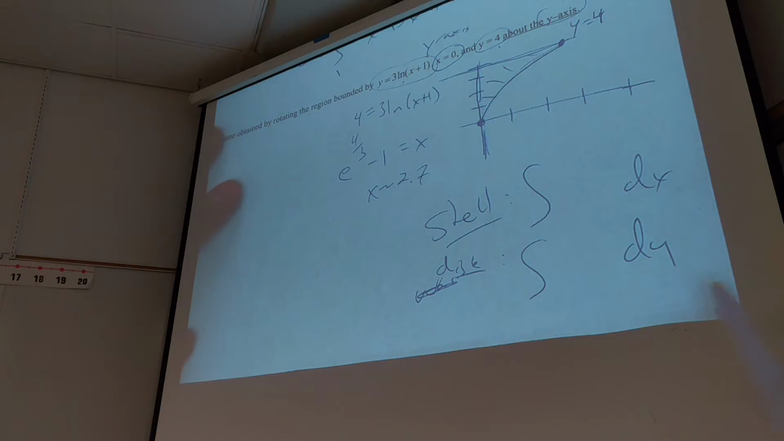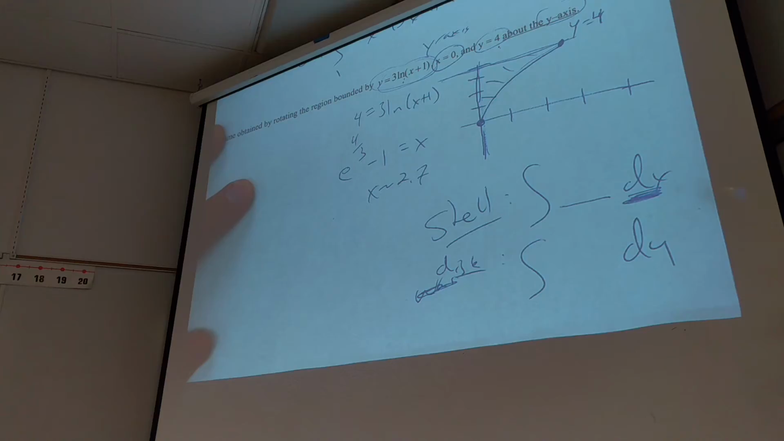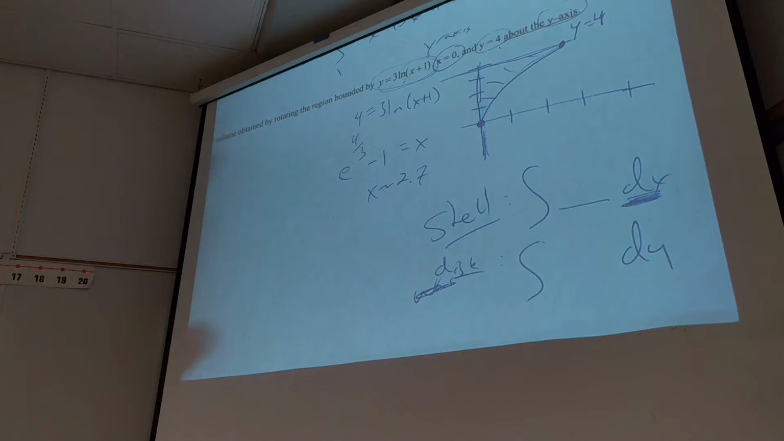So imagine this. If I wanted to use shell method, I would need in here a function in terms of x. Cool. So I would leave this alone, but can I integrate ln? Well, let me say, can we integrate ln? Yeah.